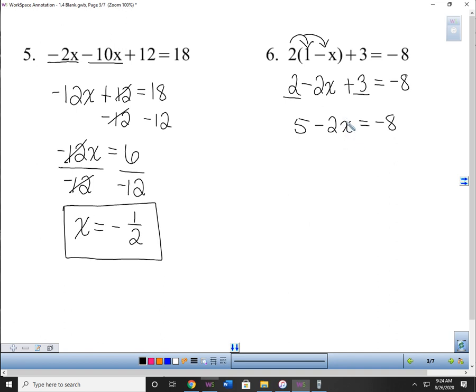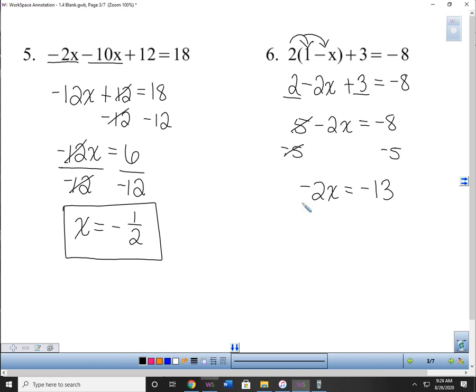So x is being multiplied by negative 2, and I'm also adding 5. Okay? It's in a weird spot. You almost want to say you're subtracting 5, but you're not. 5 is positive. So I'm going to get rid of that first by subtracting 5. So over here they cancel. I have negative 2x is equal to negative 8 and negative 5, which make negative 13.